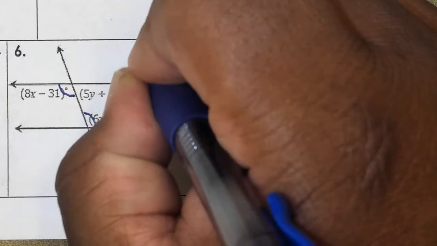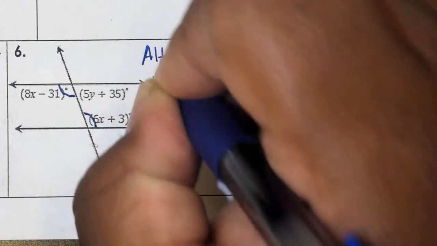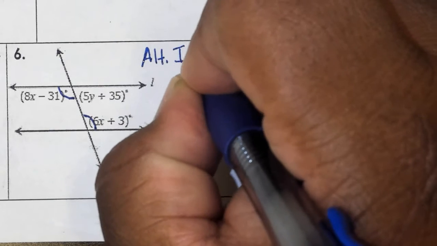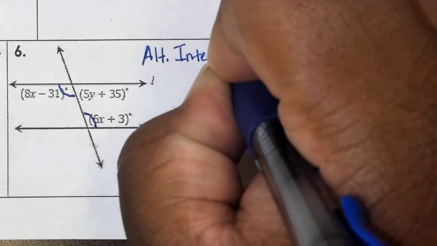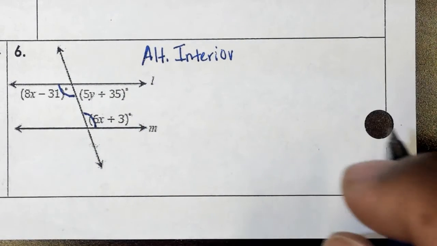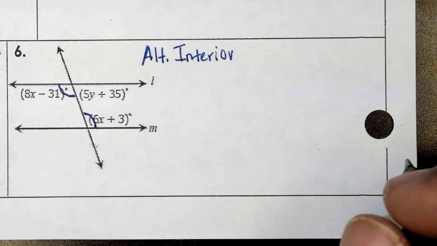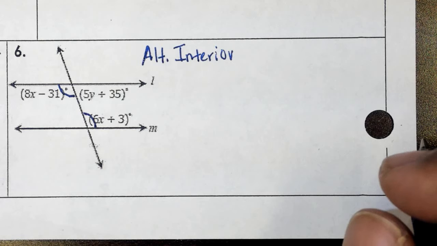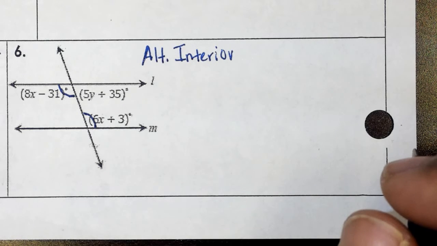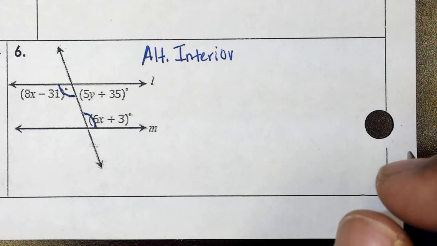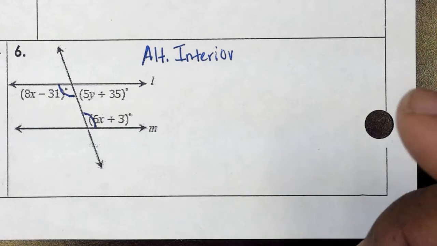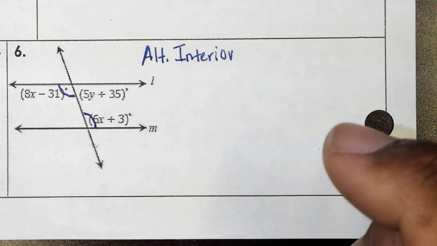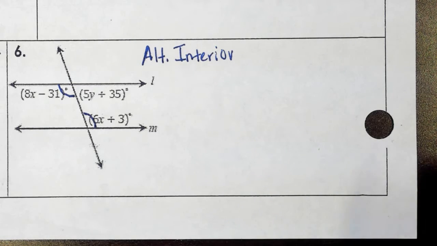Alternate interior. Since it's alternate interior, I should know that those two angles are what? Yeah, I'm still asking you. I've been asking this question the whole time. Yeah, they're the same. They're congruent.